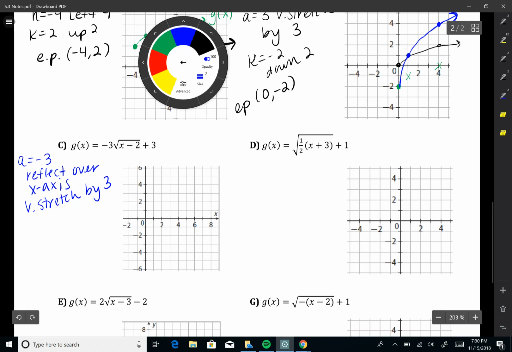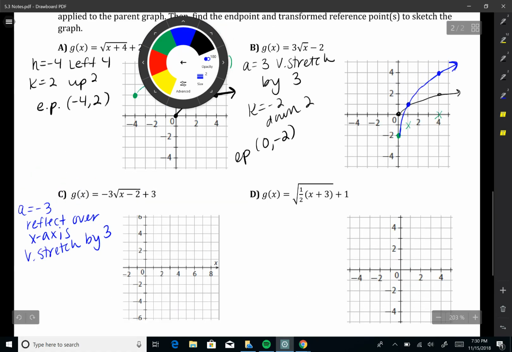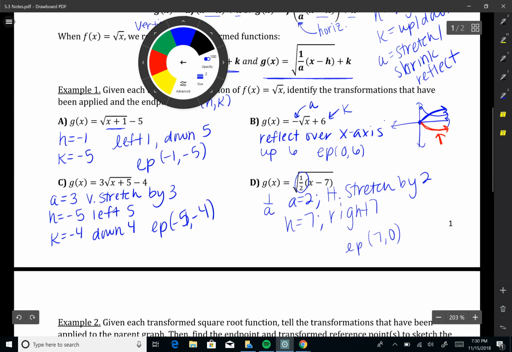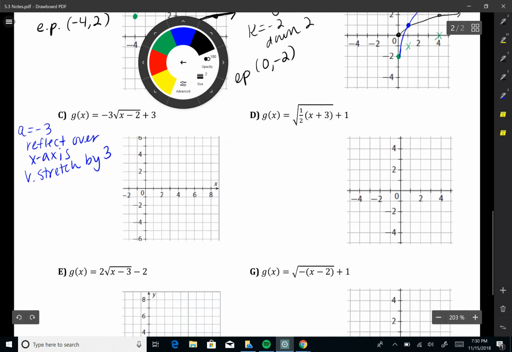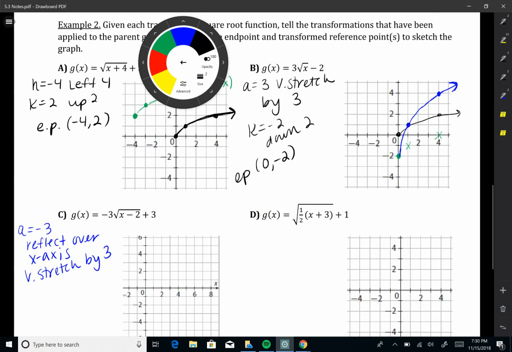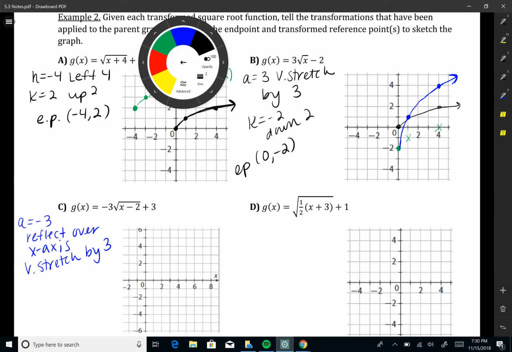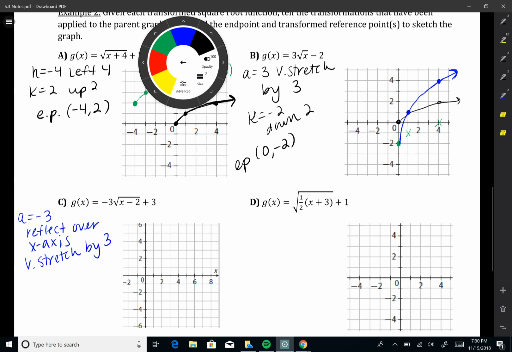So imagine this. I did draw a picture of a reflection over the x up here. It was this red one we talked about. If I reflect over the x-axis, it just starts at 0, 0 still, but it's going down and to the right. And then if I vertically stretch that by a factor of 3, it's just going to be like letter B, that much stretch, but in the opposite direction.